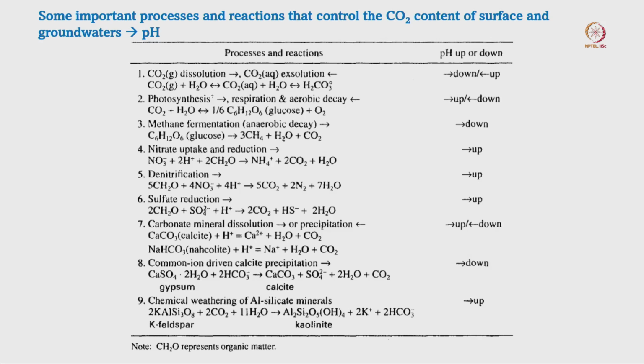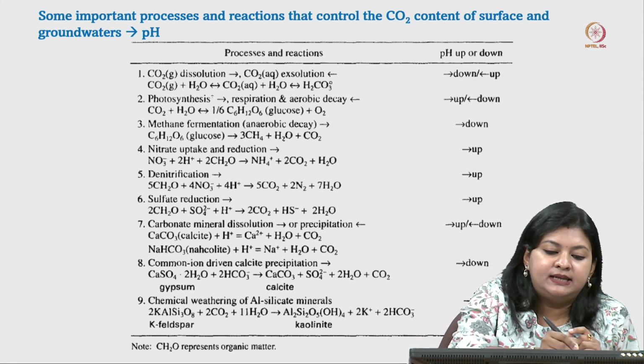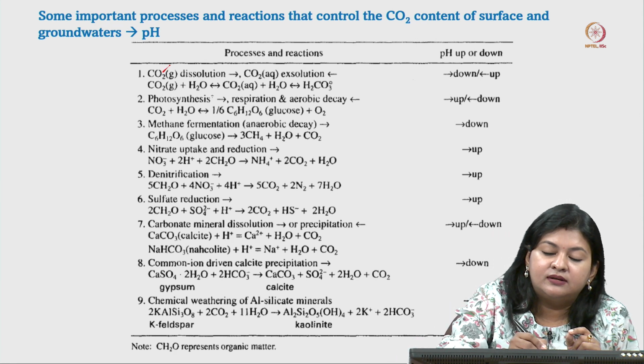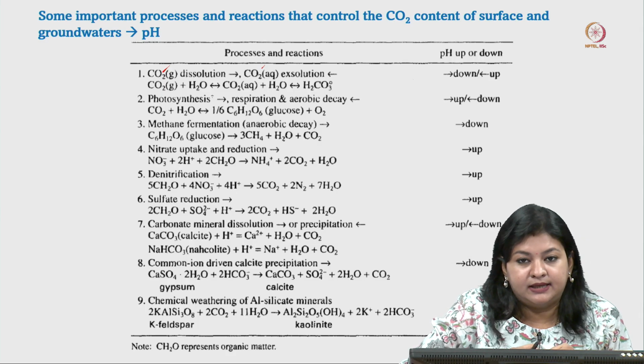Let us go on to some important processes where we see such pH changes. Now, let us move on to the more practical aspects: how some reactions are going to change the pH of any system. The first, a very basic equation, is carbon dioxide dissolution in water. Carbon dioxide gas dissolves in water to form CO2 aqueous, and that reaction forms carbonic acid.